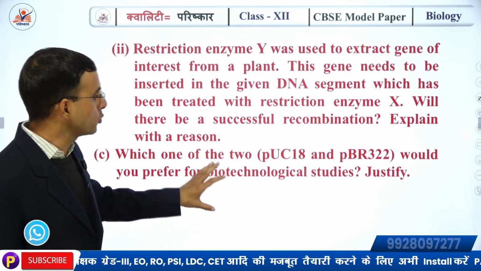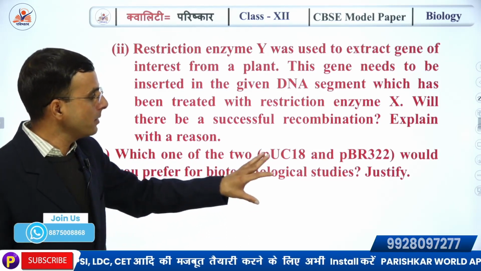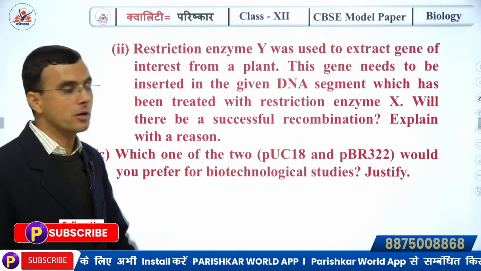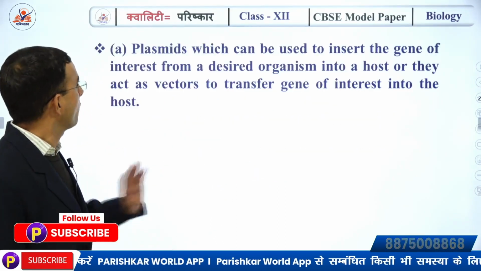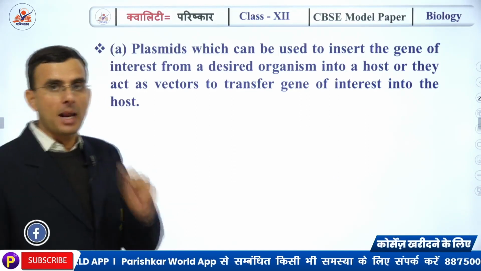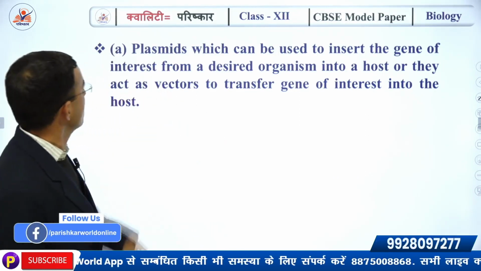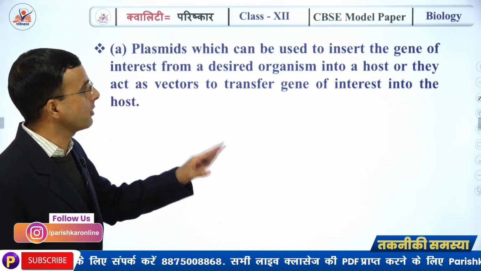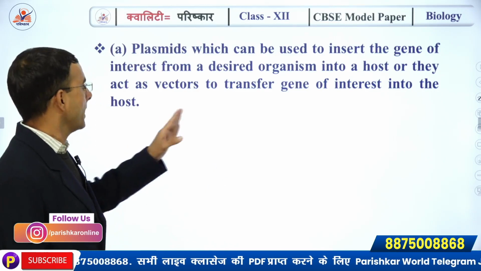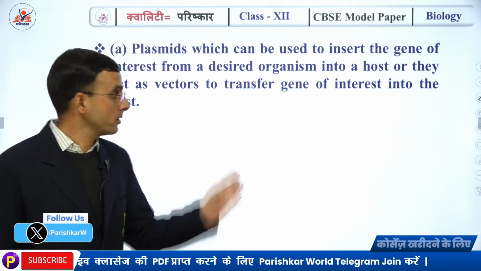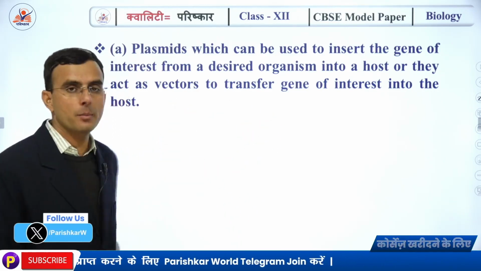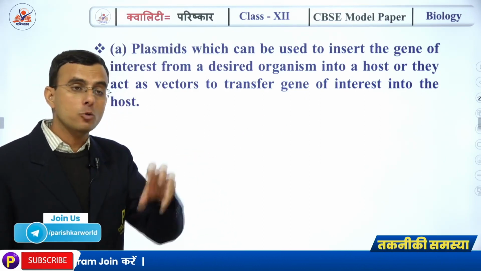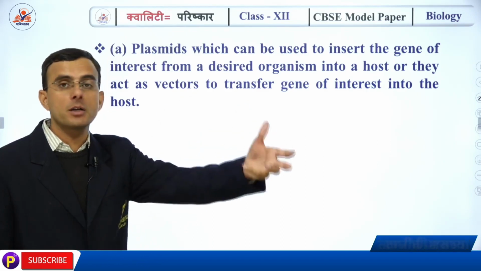Which one of the two, pUC18 and pBR322, would you prefer for your biotechnological studies, and why? So the first one is plasmid, and plasmids are used as a vector. Look at this one, plasmid, which can be used to insert the gene of interest from a desired organism into a host, or they act as a vector to transfer the gene of interest into the host. So we are using a vector to carry that gene to a particular cell.